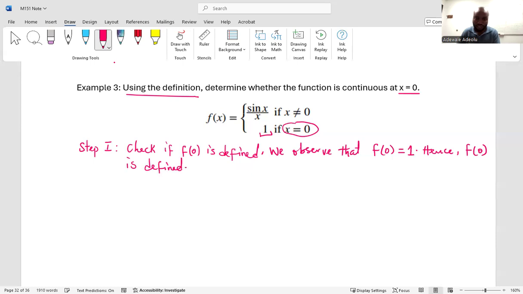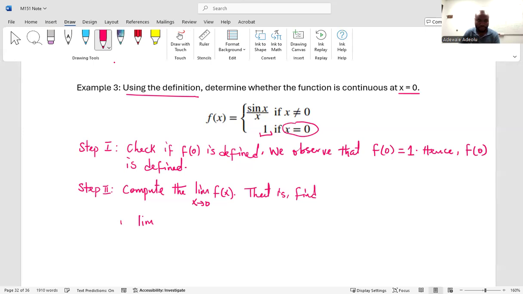Now with this, that is a good result, but not enough. So we need to move on to step 2, which is to compute the limit. Compute the limit as x goes to 0 of f of x. And to do this, we need to find the first one, limit as x goes to 0 of f of x.